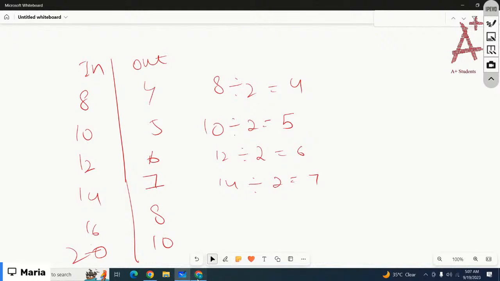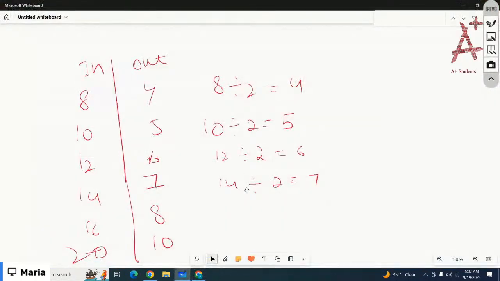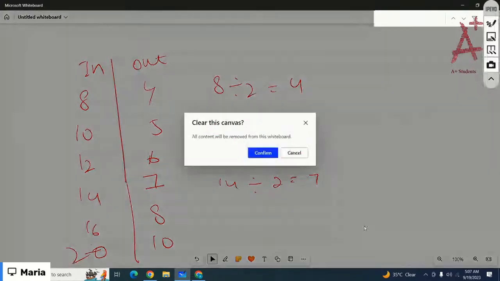The next lesson is complete a table for a two variable relationship. We are going to learn what a two variable relationship is, right?